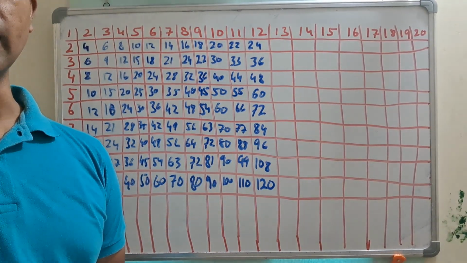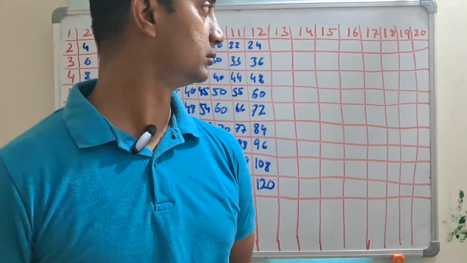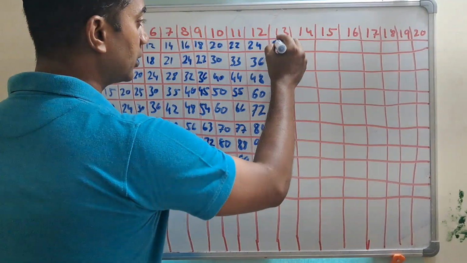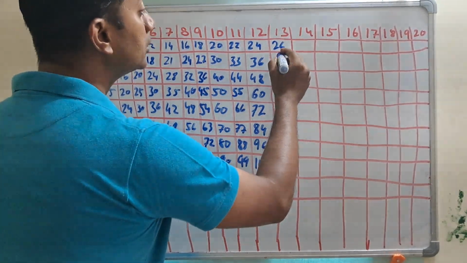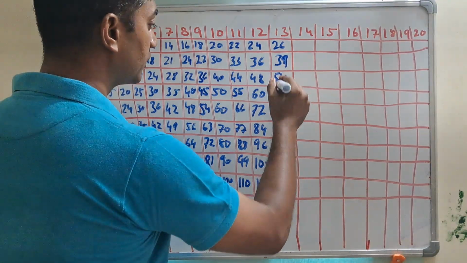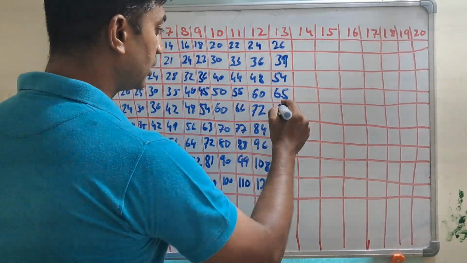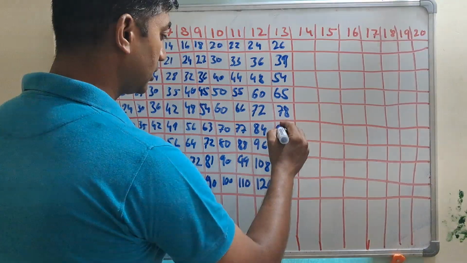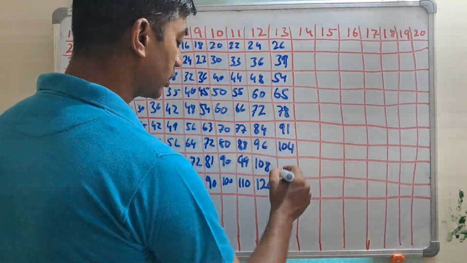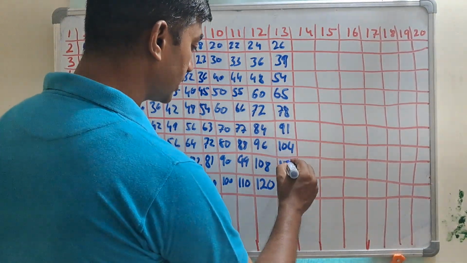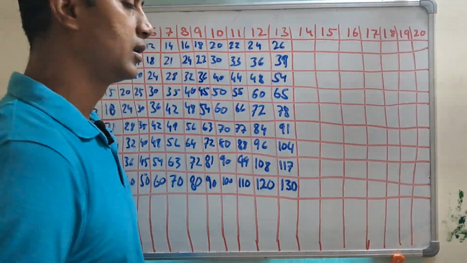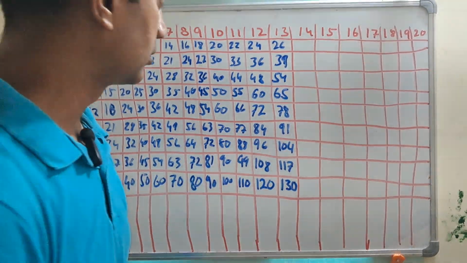Now the next table is 13. We'll practice for the table 13. 13 1 ja 13, 13 2 ja 26, 13 3 ja 39, 13 4 ja 52, 13 5 ja 65, 13 6 ja 78, 13 7 ja 91, 13 8 ja 104, 13 9 ja 117, 13 10 ja 130.